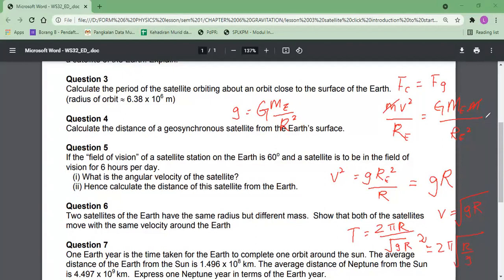So put all the information into the formula. This one, 2 pi, R will be the radius of the Earth. So it will be equal to 2 pi times the square root of 6.38 times 10 to the power 6 over 9.81. So we get that the period is around 507 seconds.